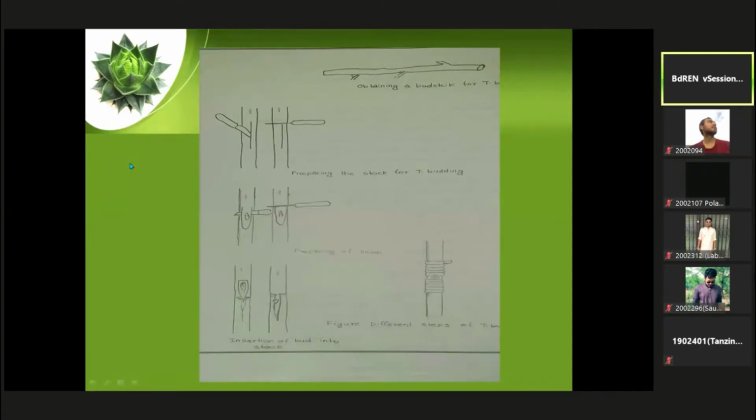Have you heard patch budding and ring budding? Yes, sir. Okay. So, if you hear, just be with me now. I will discuss with you so that everyone can understand. So, here this is root stock, and this is called T-budding. There are another names of T-budding. It's called shield budding. So, T-budding, why T-budding and why shield budding, I will tell you later.